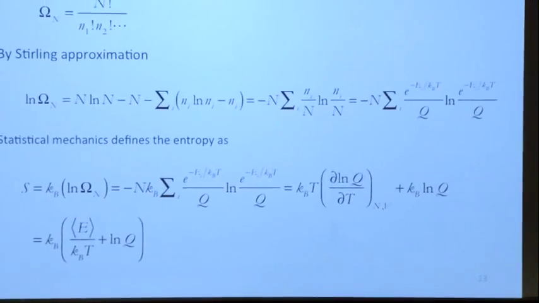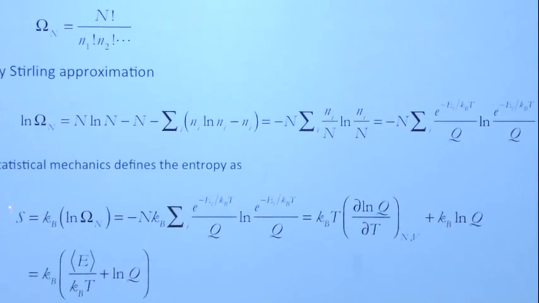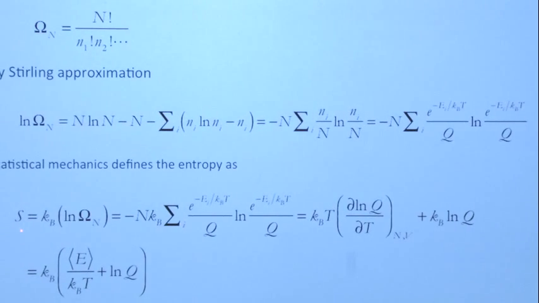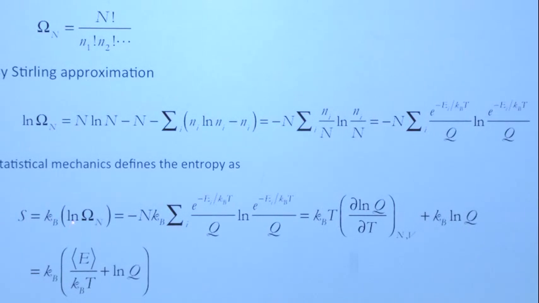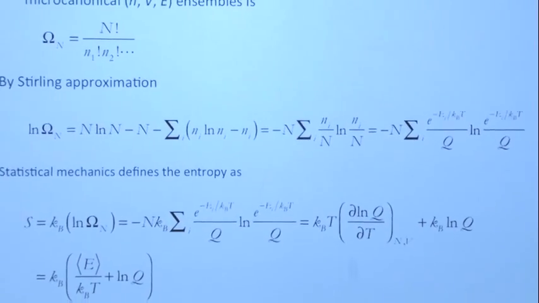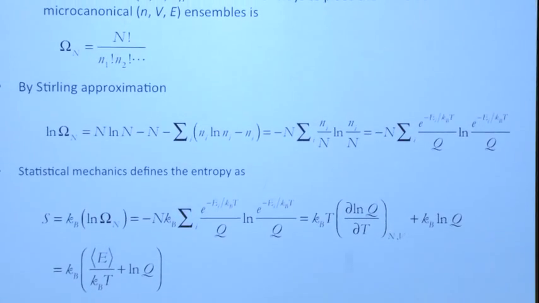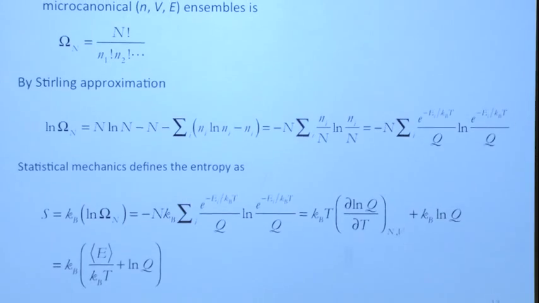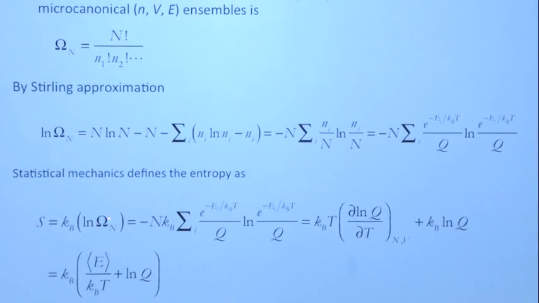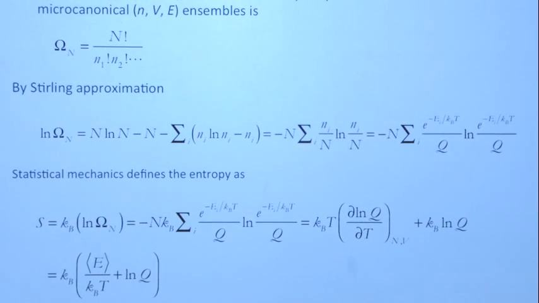All right. When all this is done, then the statistical mechanics definition for entropy is the natural log of that capital omega multiplied by the Boltzmann constant. Thus, we relate the number of ways you can distribute energy with entropy. The more ways you can distribute energy, the more random the system becomes.